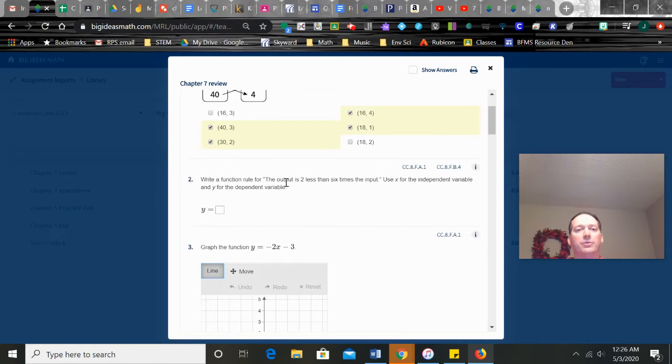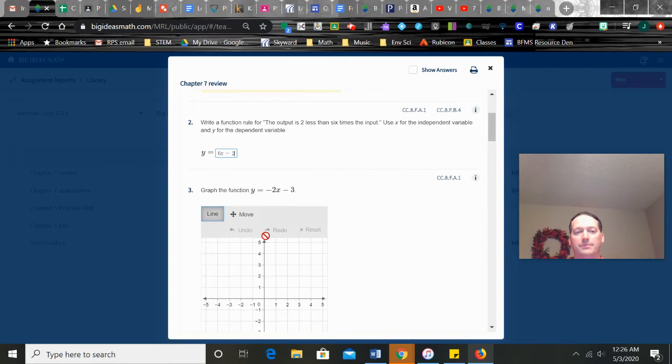Next one says write a function rule for the output is 2 less than 6 times the input. All right, so the output is 2 less than 6 times the input. So the input is x, so that would be 6 times the input is 6x, and 2 less than that would be minus 2, 6x minus 2.